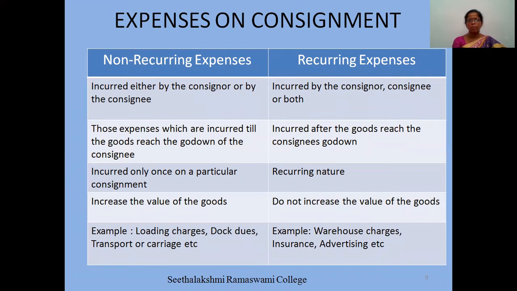Recurring expenses. Recurring expenses have a recurring nature. The recurring expenses are incurred by both the consignor and the consignee. They are incurred after the goods reach the consignee's godown. They do not increase the value of the goods. Warehouse charges, insurance, advertising and salesman salary are examples of recurring expenses.